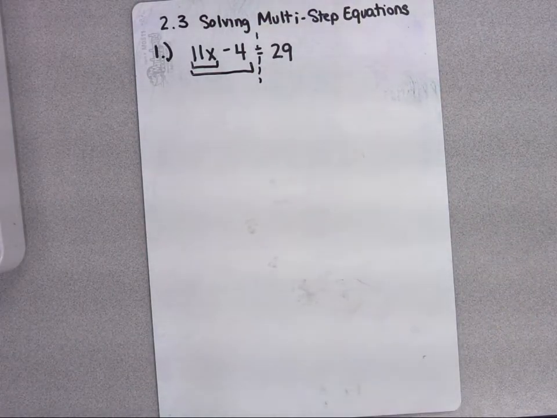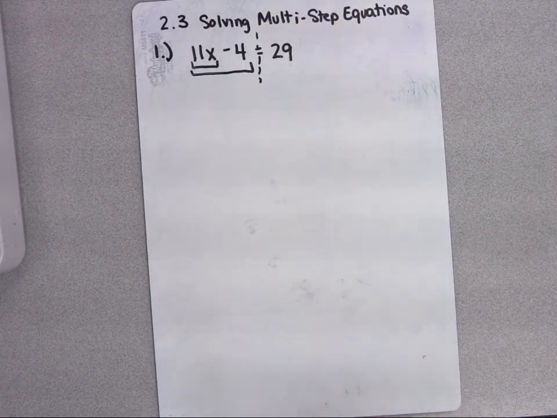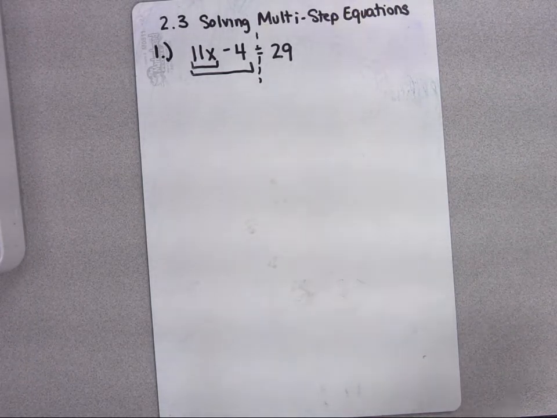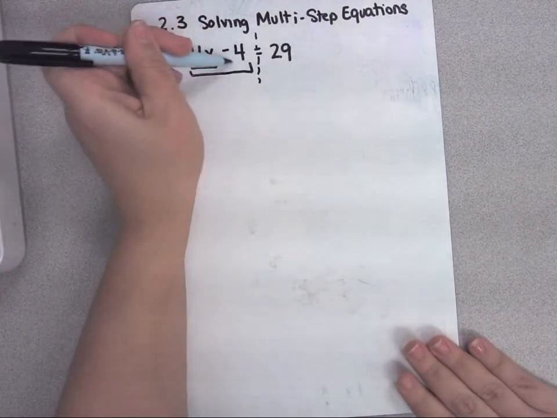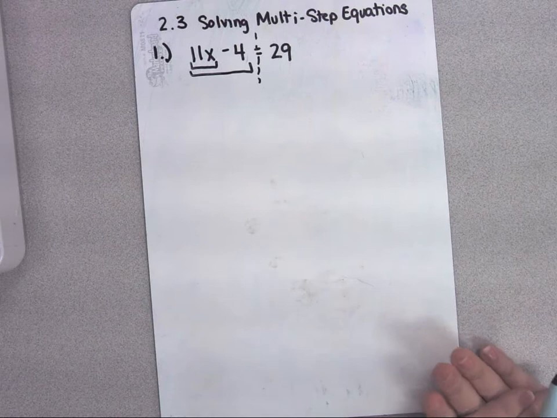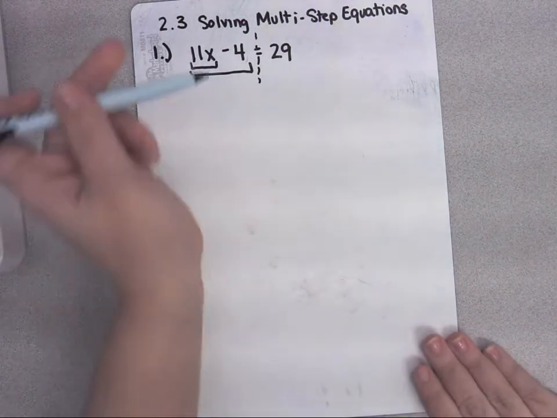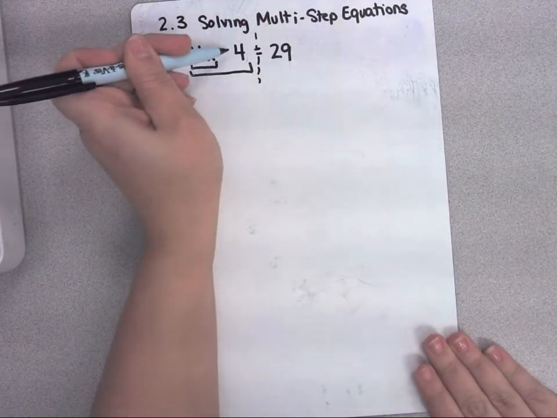It's like if you're going to open a present, right? Like if you ordered something online, they always ship it to you in a box, and then sometimes that thing is also in a box. So you always work outside in. So you always move the thing that's not actually attached to the x first. So it says -4. So how do we get rid of -4?